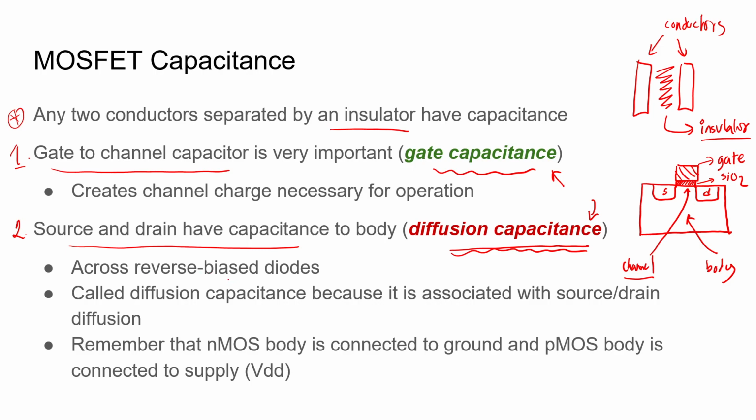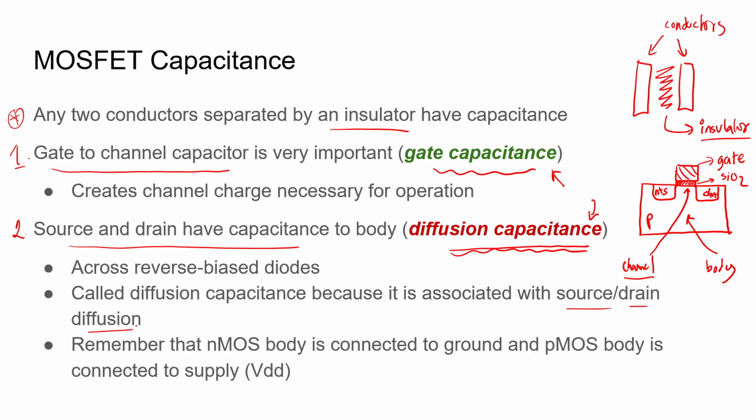If you look at the construction of an NMOS device, these two terminals are N plus and N plus, but the body is P type. So we have a reverse bias junction between source to body and between drain to body as well. Across these reverse bias diodes, there exists a diffusion capacitance, and it is called the diffusion capacitance because it is associated with the drain and source diffusion layer.